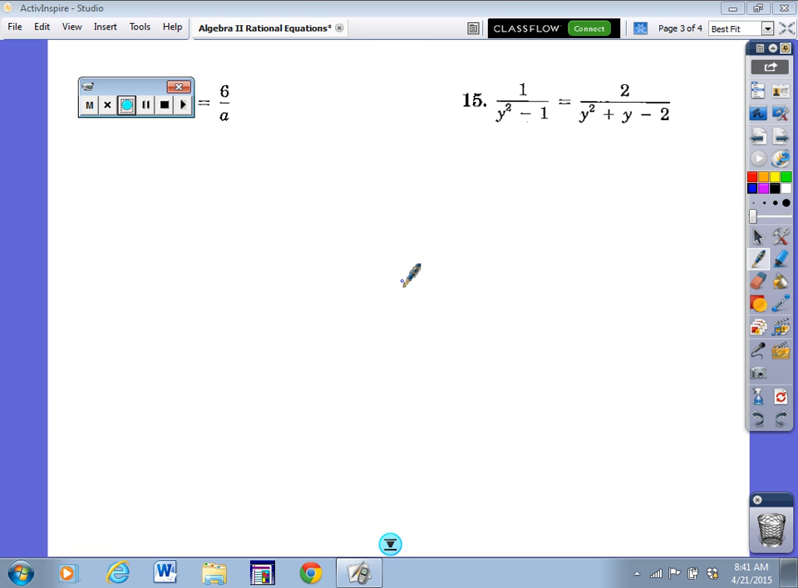We're going to start by factoring everything that we can. So we're going to factor each of those denominators. This y squared minus 1, what do we do with that? Difference of two squares. And then this one over here, can somebody factor that? Y plus 2, y minus 1.